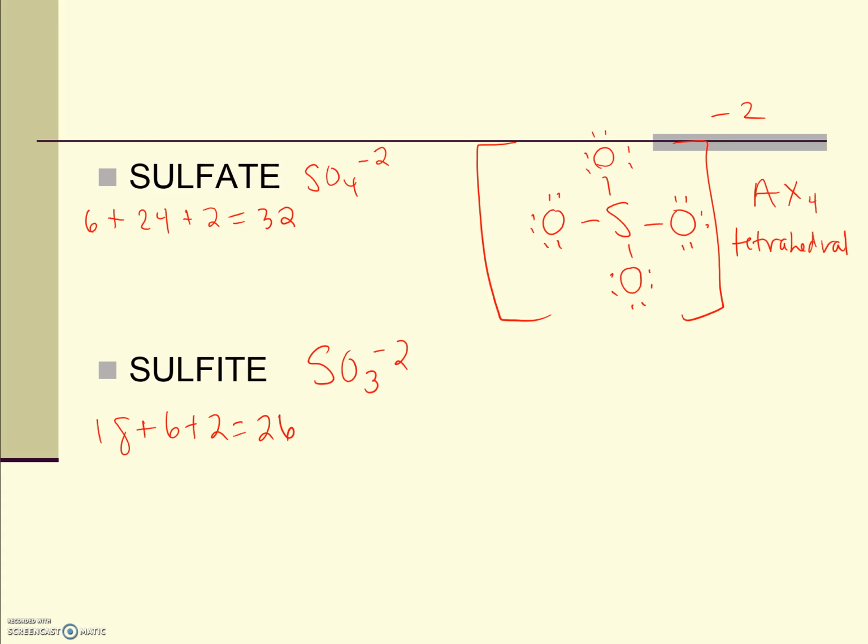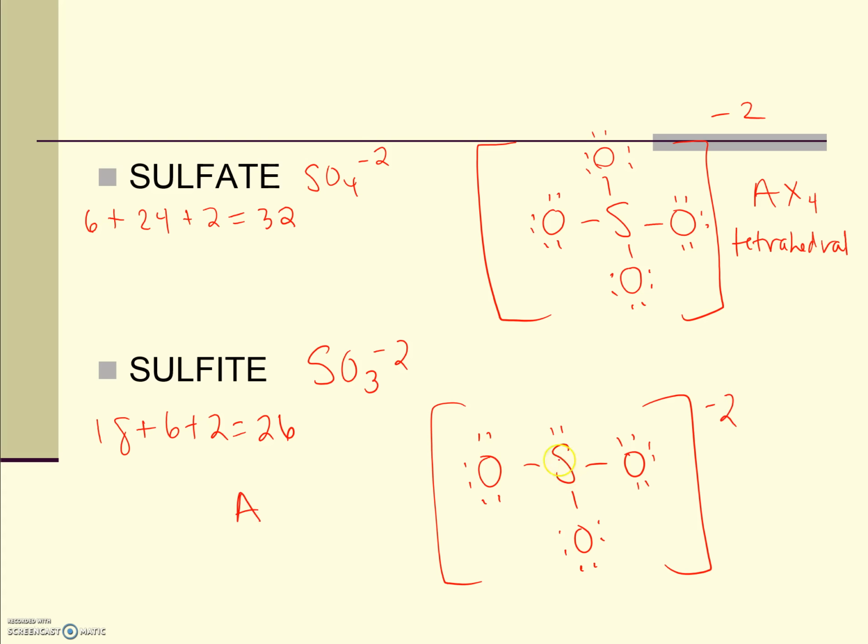If I'm going to go ahead and draw this one out, I'm going to do S, oxygen, oxygen, oxygen. So 2, 4, 6, 8, 10, 12, 14, 16, 18, 20, 22, 24, 26. Go ahead and do this. -2. And now I have A for my center element, 3 things around it, AX3E, and I'm looking at trigonal pyramid.